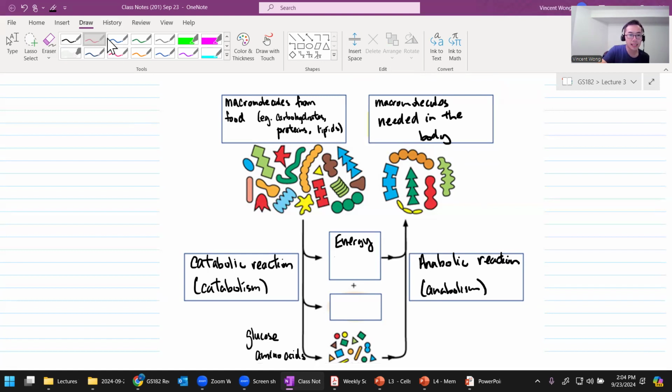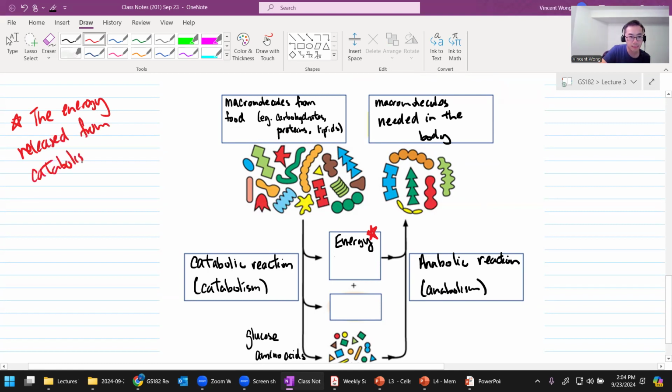Okay, so basically, what's really important to know here is that the energy released from catabolism drives anabolism. Right? That's why we need to keep eating, to keep on producing energy so that we can use that energy to build things that we need in the body.